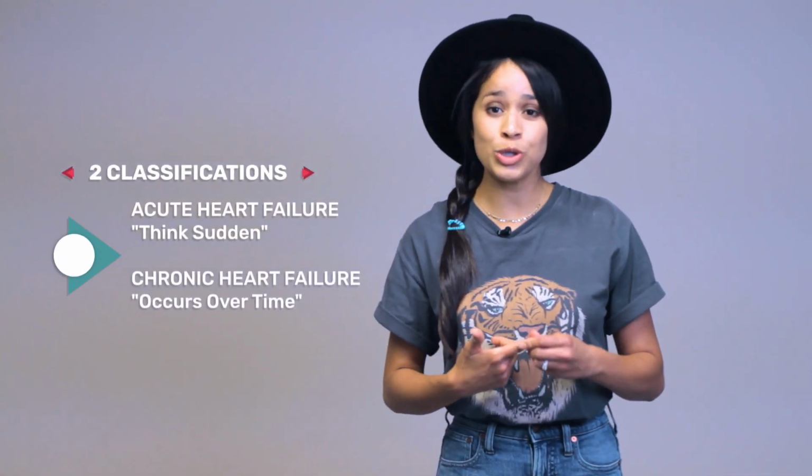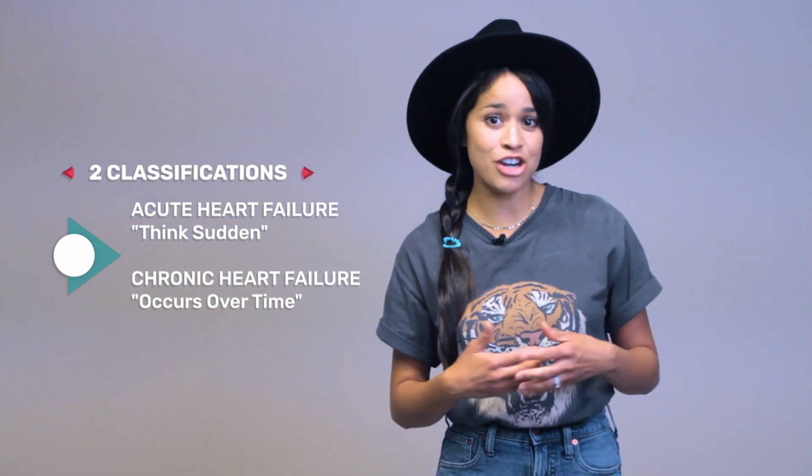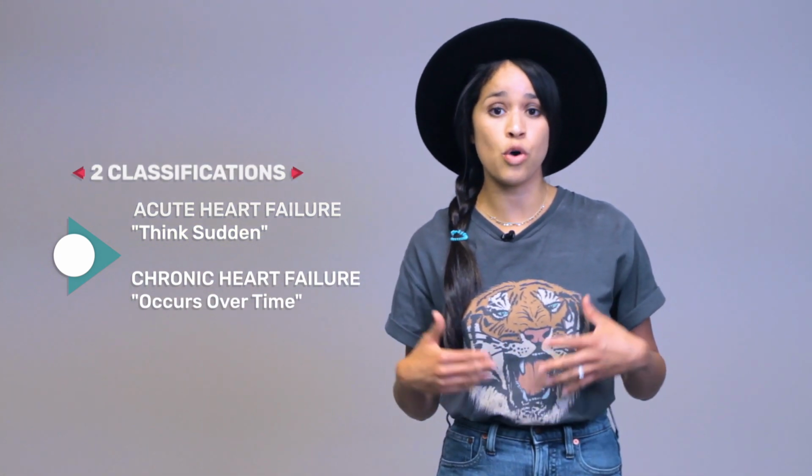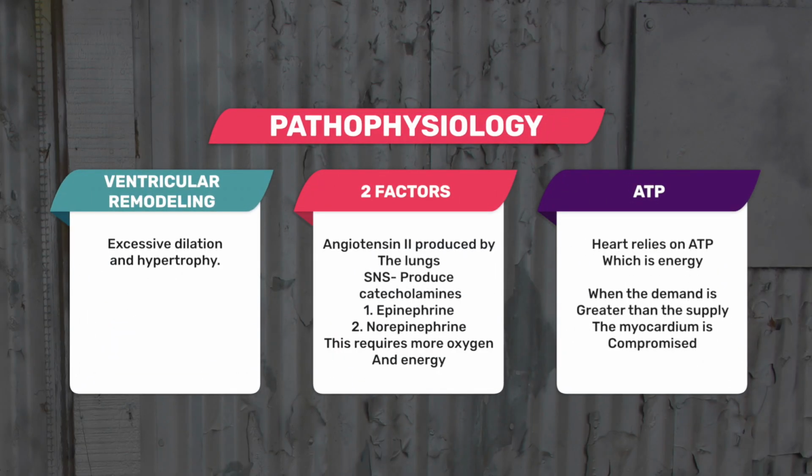There are two classifications you have: your acute heart failure, think sudden, and your chronic heart failure, which occurs over time. Just like with any disease process, your body attempts to compensate. However, in the sense of heart failure, your heart can't keep up with the demand, so change begins to occur, what we refer to as ventricular remodeling, which affects the pump action of the heart. Now, what is ventricular remodeling? This is when dilation and hypertrophy of the myocardium occurs.